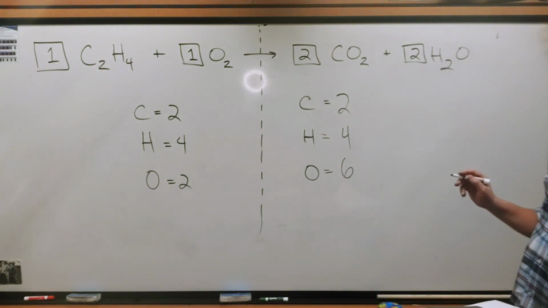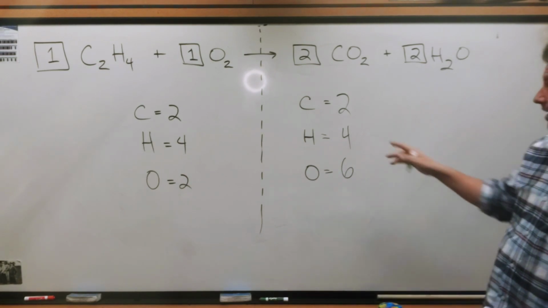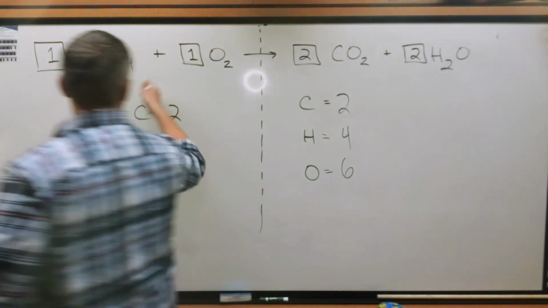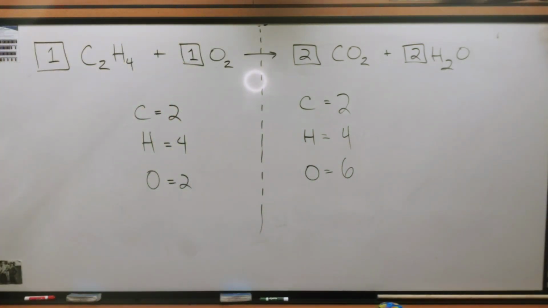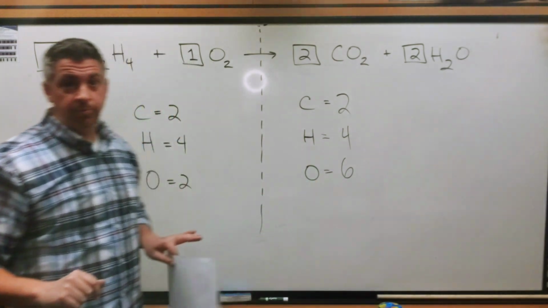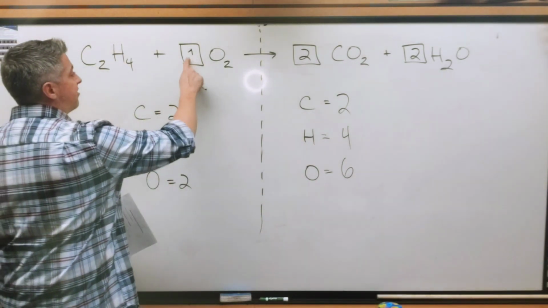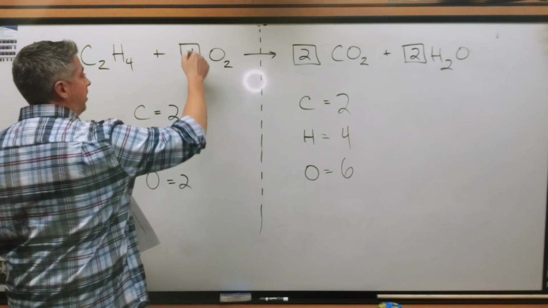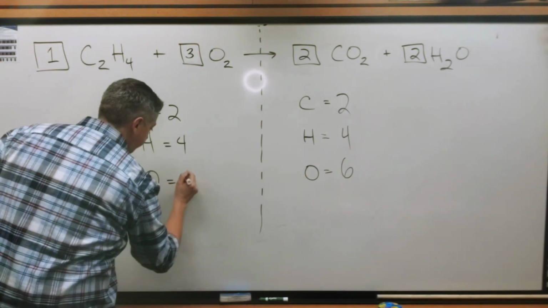All right, well, we're almost done. Look at that. Carbons are matching, hydrogens are matching, oxygen doesn't match. Well, lucky for us, there's only one of them that has oxygen. We need to turn this 2 into a 6. We have to triple it. So let's triple this number. Let's skip from 1 to 2. Let's go straight to 3. 3 times 2 is 6.